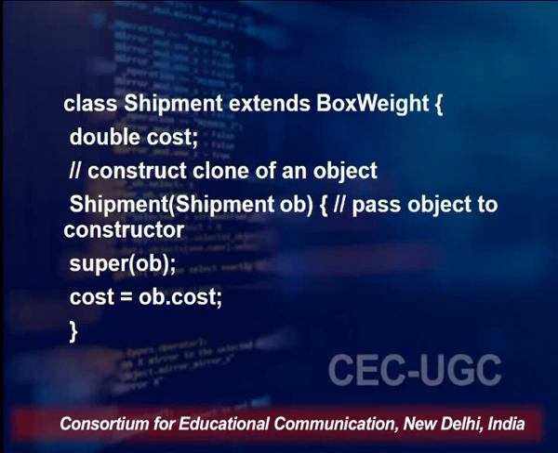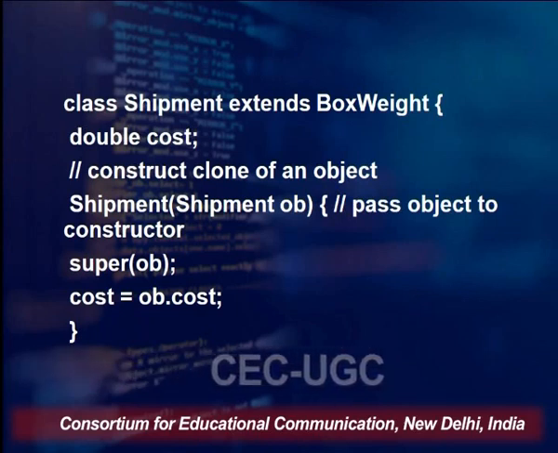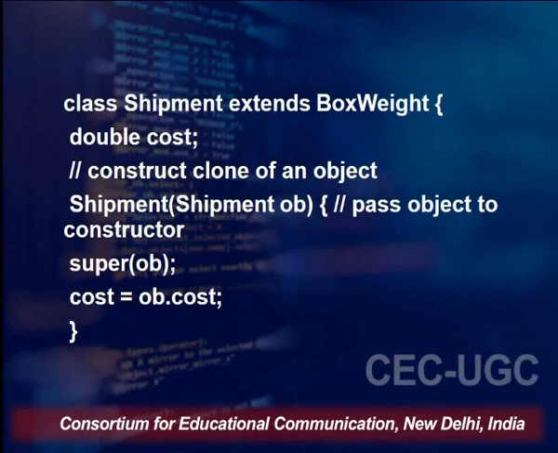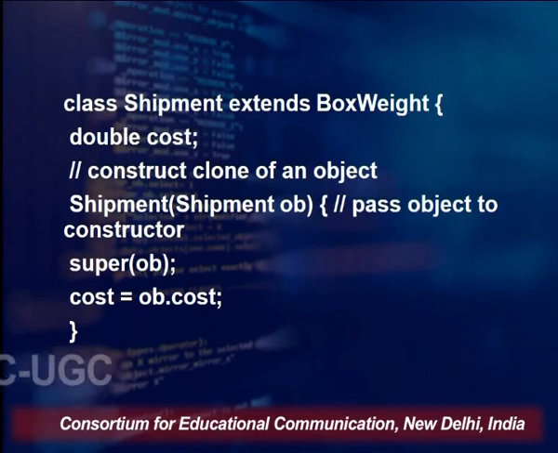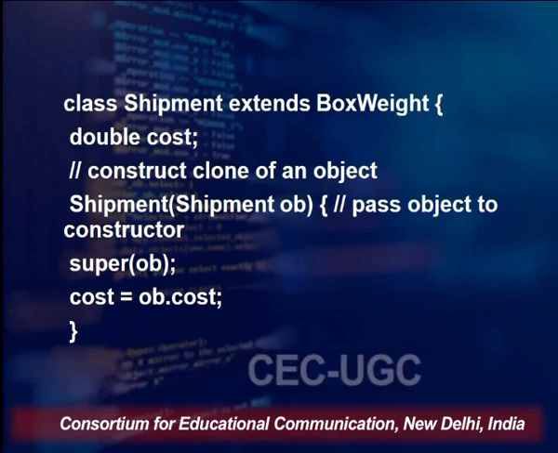And then the first constructor, which is the constructor clone of the object, in which the object of the class Shipment is being passed. We have called super as the first statement inside the constructor, and cost is equal to ob.cost.